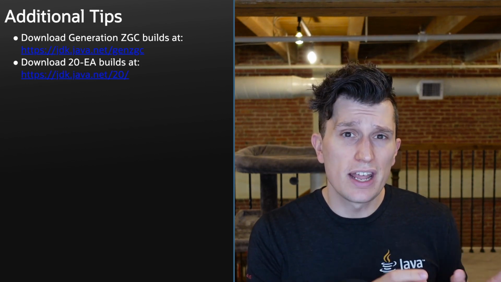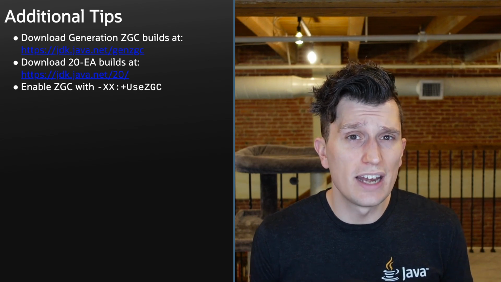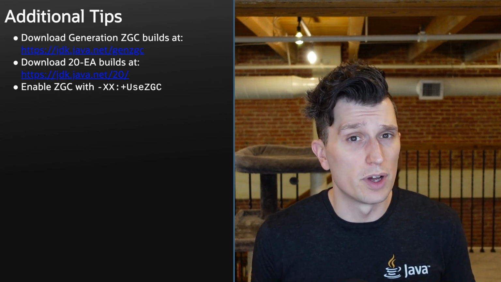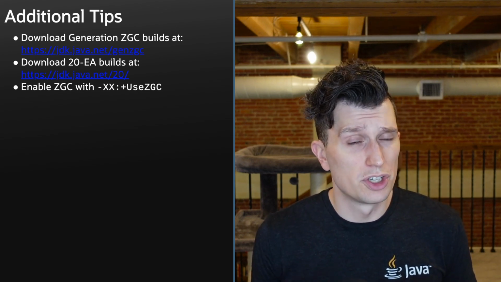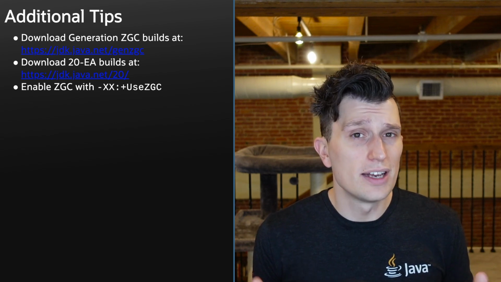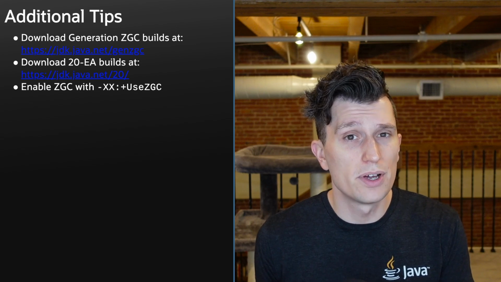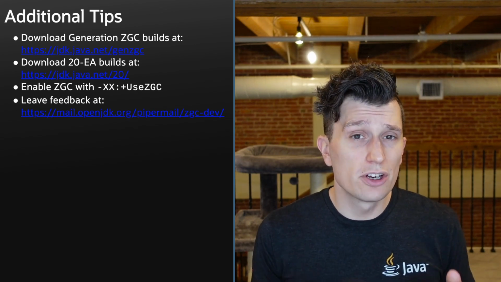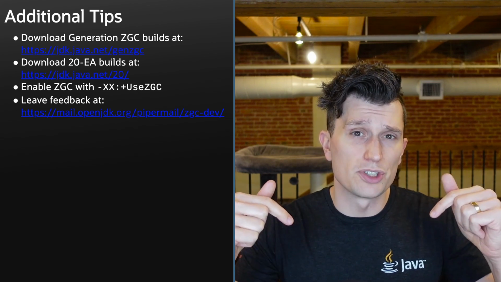Well, go to jdk.java.net/genzgc. And for the JDK early access builds, jdk.java.net/20. Remember that you will need to explicitly enable ZGC, and that can be done with -XX:+UseZGC. For Generational ZGC builds, Generational ZGC is automatically enabled, mostly because that's the only version of ZGC available on those builds. To give your feedback, consider posting it to the dev ZGC mailing list, link in the description.